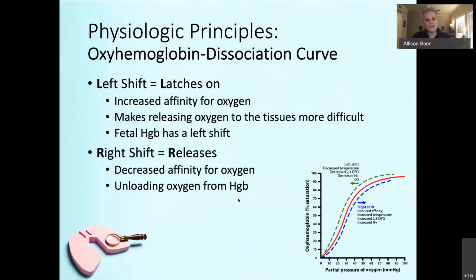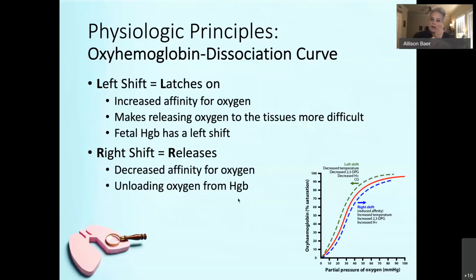Left latches on. So increased affinity for oxygen. So a left shift is going to make oxygen bind to the hemoglobin easier. But what that also does is make it harder for that oxygen to get away from the hemoglobin. So hemoglobin just wants to latch on. So it makes it easier to oxygenate the blood in the first place.